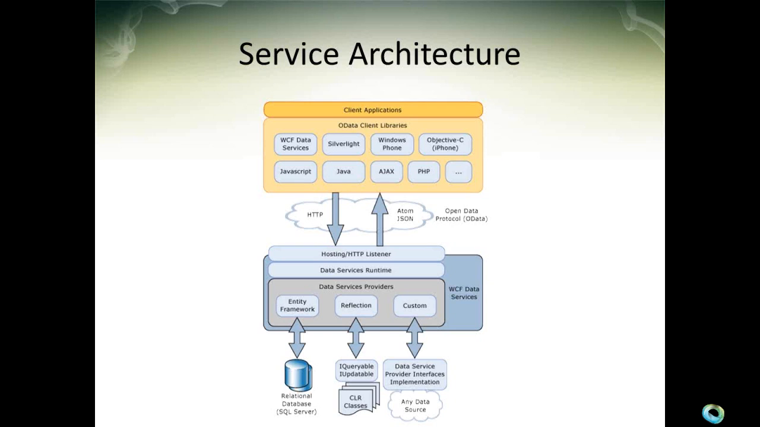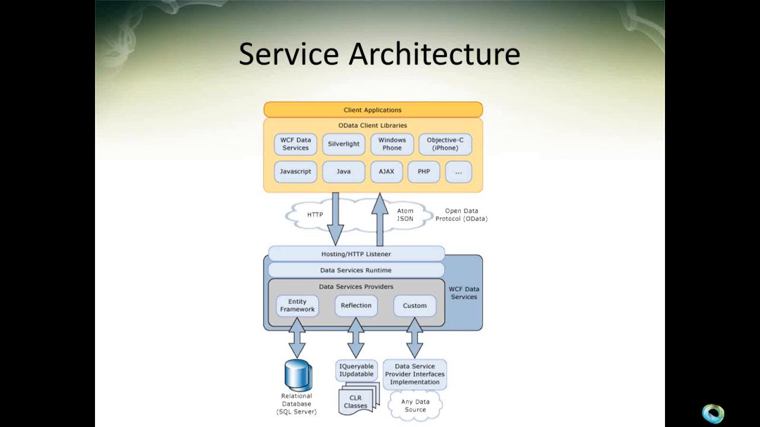So here is how a service architecture looks when we use WCF Data Services. On the bottom, we see the type of data source that we can use: a relational database, CLR classes, or just any type of data source. On top of that, we have the data service providers. For a relational database, this is Entity Framework. For CLR classes, this is reflection. And for other types of data source, you can build your own data service provider.